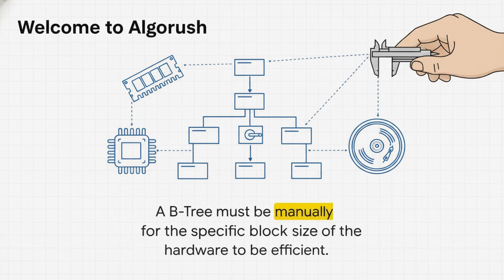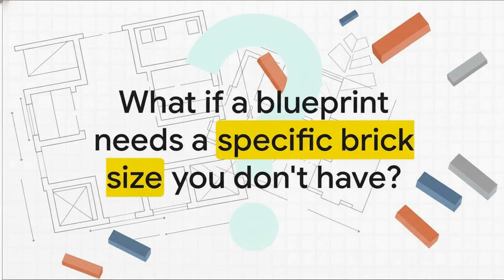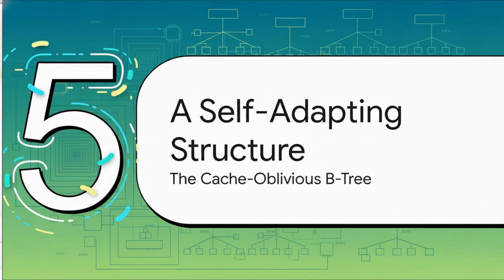Device-dependent means that to get the best performance, an engineer has to know the exact block size of the disk, the cache line size of the CPU, all of it, and then manually tweak the B-tree settings to match. It's like the blueprint for the data structure has the hardware specs written right into it in permanent ink. So that brings up a really critical question, right? It's like you're an architect with a blueprint that only works with one specific size of brick. What happens when you need to build somewhere else with different materials? What do you do if you don't even know what size the bricks are going to be?